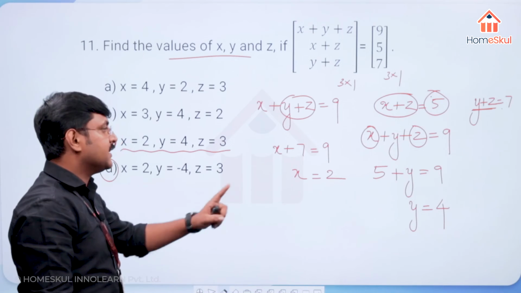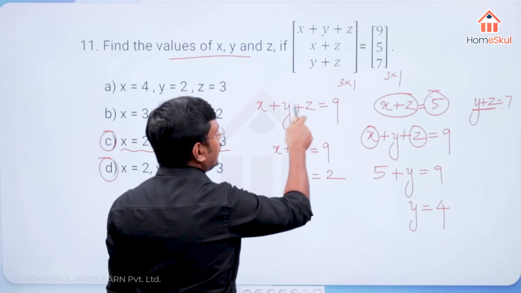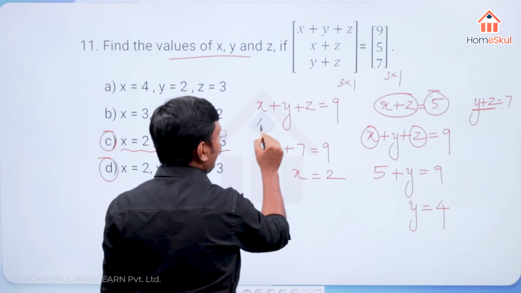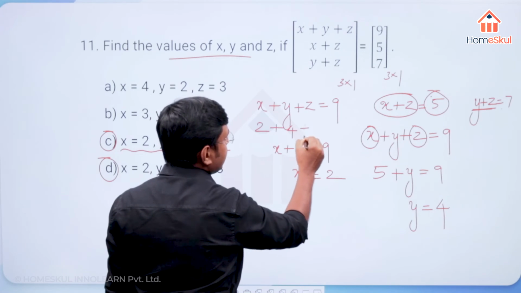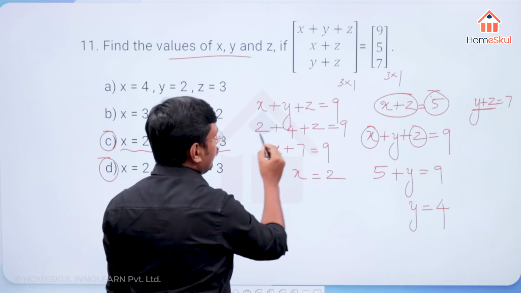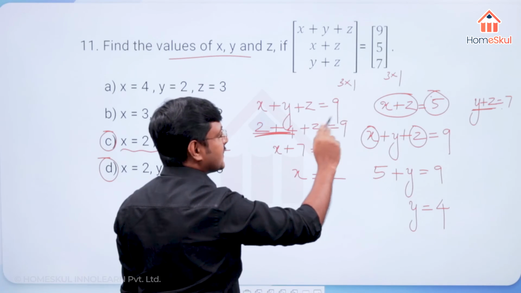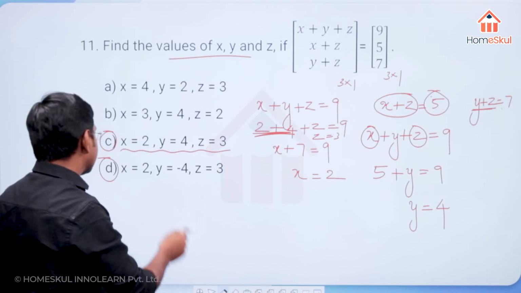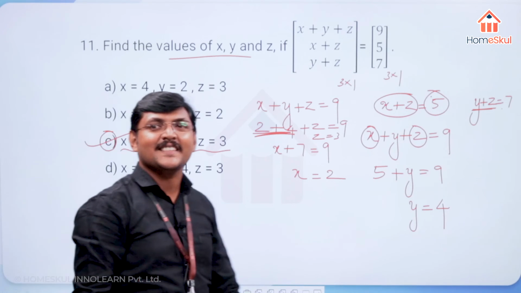Correct? Let's check with the next frame also, because we know that x plus y plus z is equal to 9. And from this we got x is equal to 2 and y is equal to 4. Plus z will give 9. So 4 plus 2, that is 6. On taking the 6 to the right hand side, 9 minus 6, that will become 3. So we will get z is equal to 3. So we can say that C is the correct answer, not D. So for this question, C is the correct answer.